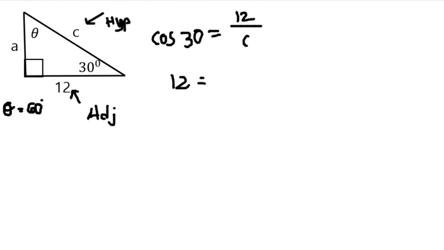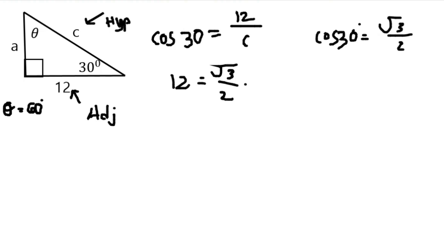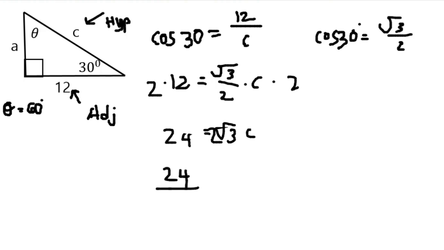So hypotenuse is C. Okay, now we can just cross multiply. Cosine 30, as we know from the unit circle, is root 3 over 2. So that is the value of cosine 30. Now we can multiply both sides by 2. The 2 will cancel on the right side, and we got 24 on the left. Then we can divide both sides by root 3. So we actually do not have a 2 here, it will cancel. Okay, so root 3, we got this and C.